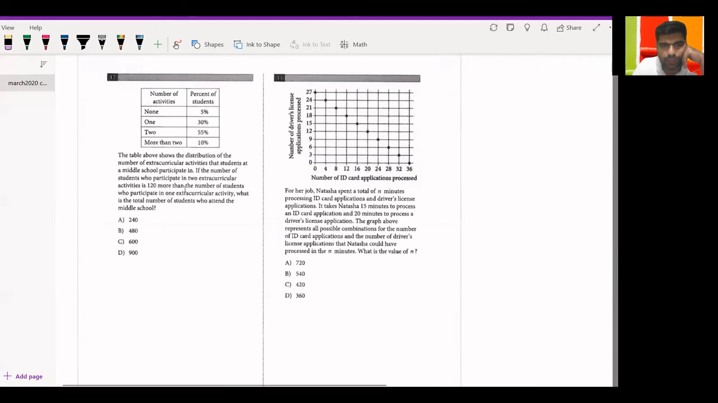Number of students who participate in 2 extracurricular activities is 120 more than number of students who participate in 1 extracurricular activity. So 55% minus 30% is 120. So 25% is 120. Total number of students who attend the middle school. So 25% is 120. If you want the 100%, you multiply by 4. So 480.